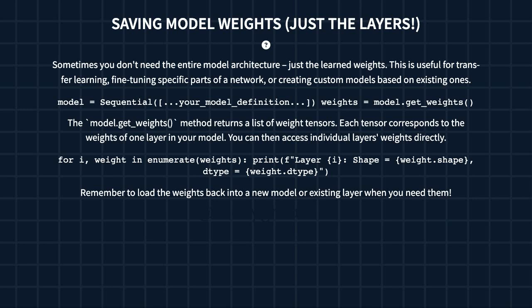You can use model.get_weights to extract all the weights from the model, and then you can easily save each weight tensor individually. This is super helpful when dealing with transfer learning or customizing models by selectively incorporating parts of an existing network. The code snippet shows how to iterate through the list of weights and print their shape and data type, a good way to verify you've retrieved the correct values.